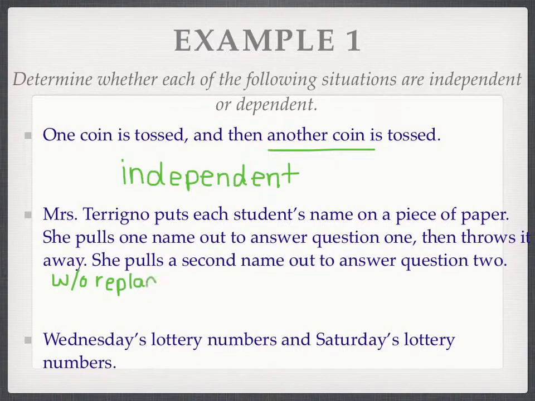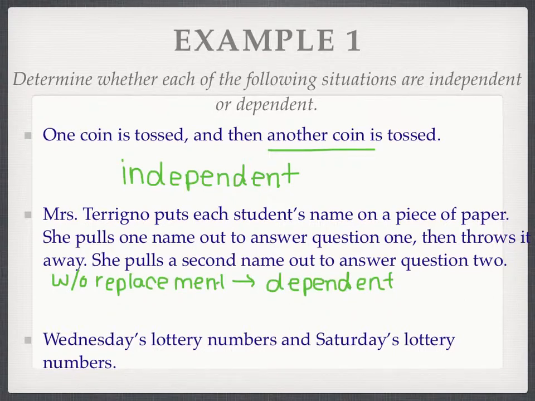If you do something without replacement, meaning you take something out and you don't put it back, that's automatically a dependent situation, okay? Because the probability of the second draw changes based on what happened the first time. If I pulled so-and-so's name the first time, I'm not going to pull their name the second time, because I threw it away, and there are fewer names in the bucket to draw from, so the probability changes based on the first event, okay?